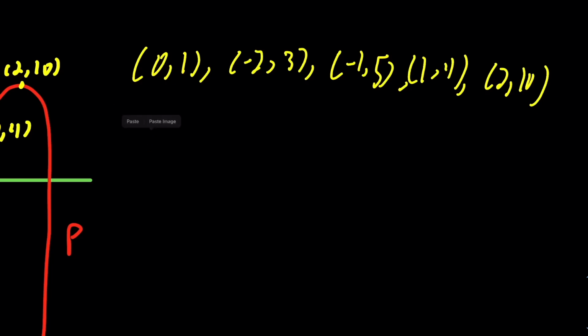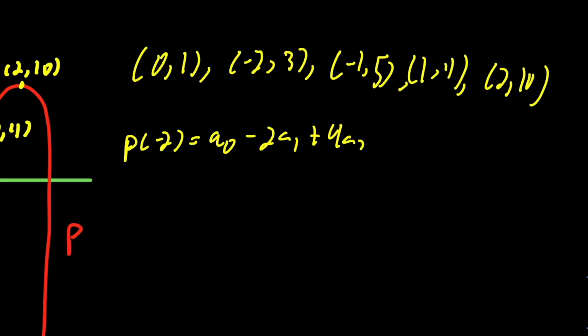So at p of negative 2, we should have a naught minus 2 a1 plus 4a2 minus 8a3 plus 16 a sub 4. And we know that when x is equal to negative 2, y is 3. Right on.